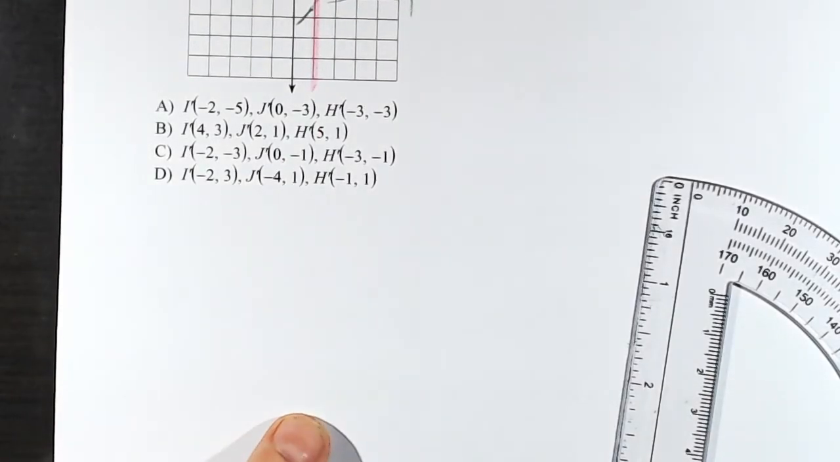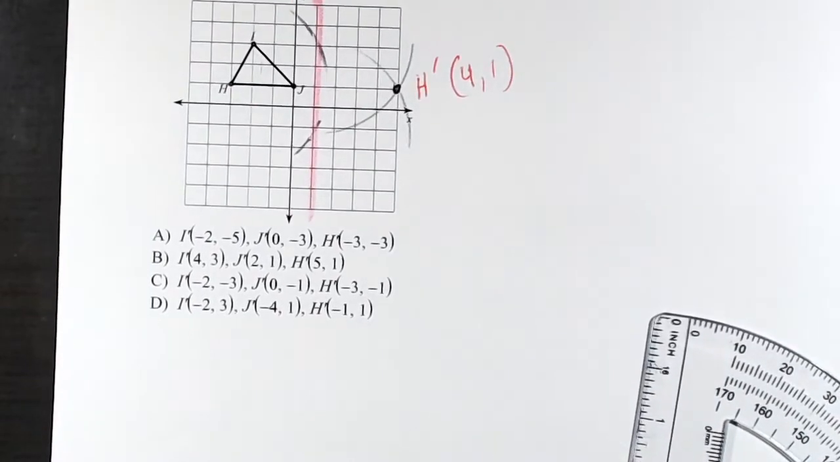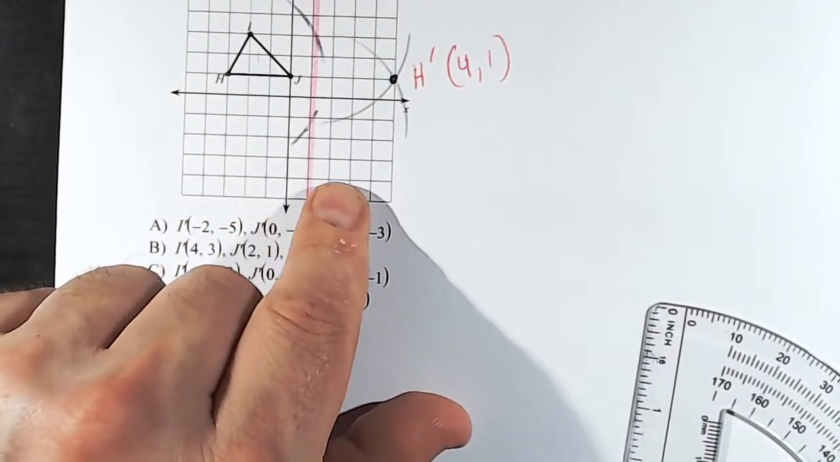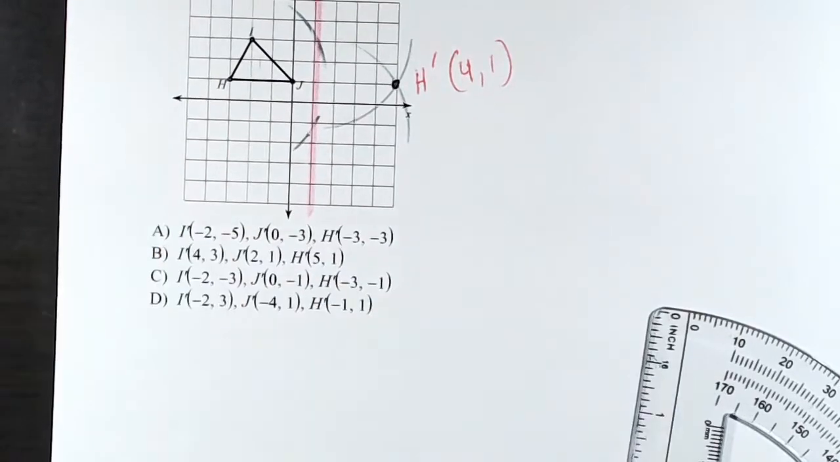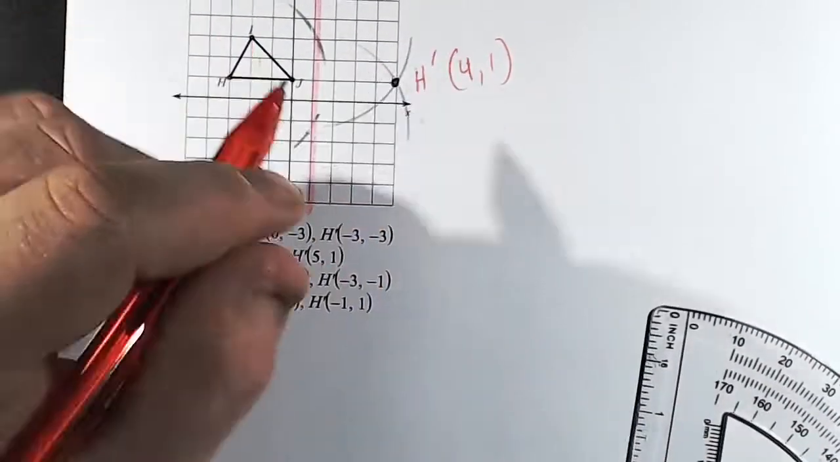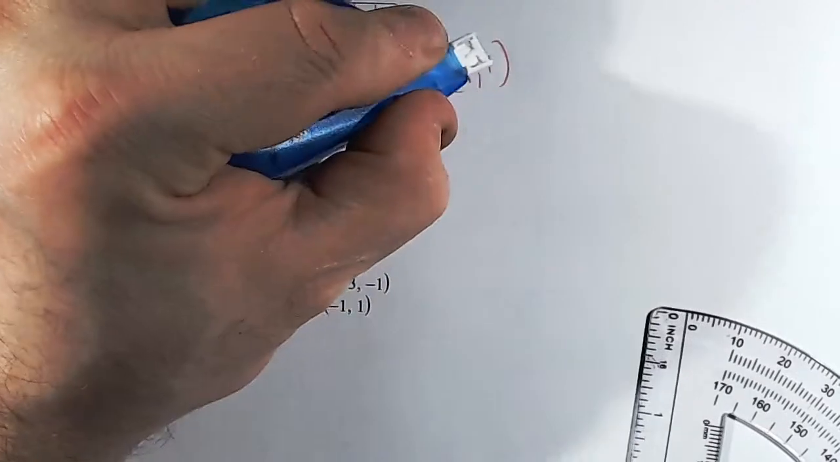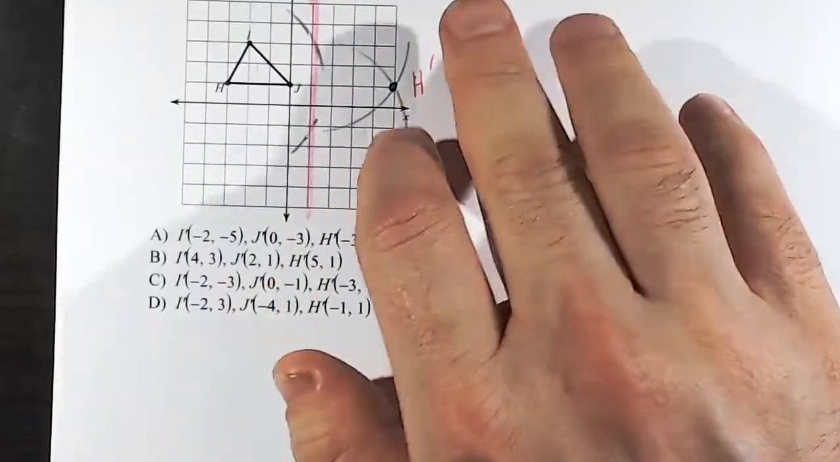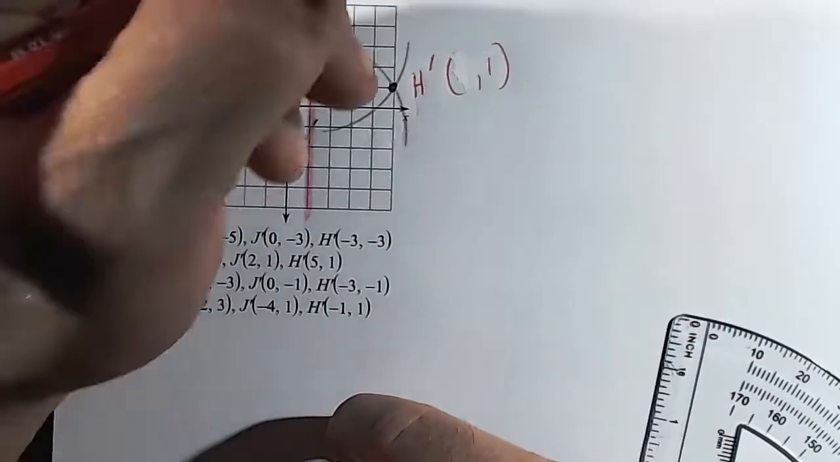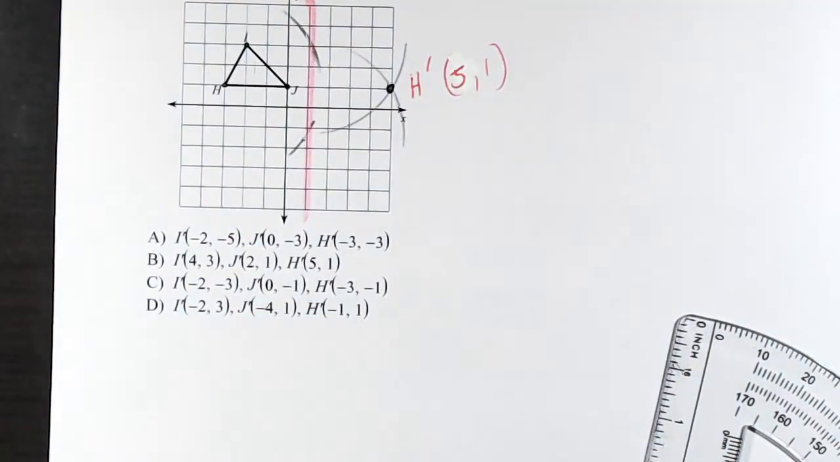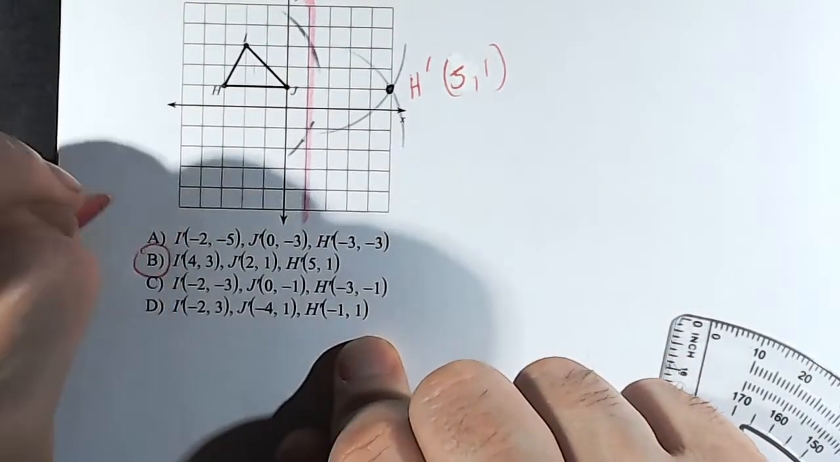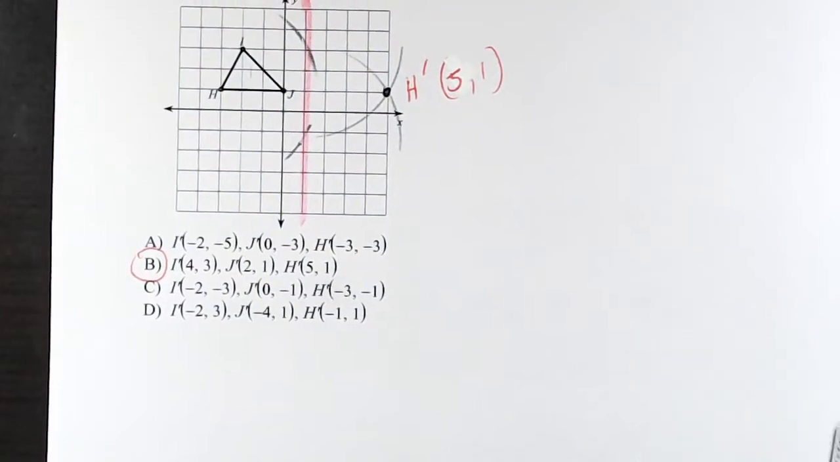And where is it? One, two. Oh, I'm counting wrong. So this isn't 4, 1. It's 5, 1. Because I was counting from the line of reflection instead of from the y-axis. So this is 5, 1. All right, 5, 1, bingo, B. Gotcha. All right, so that's number 21.